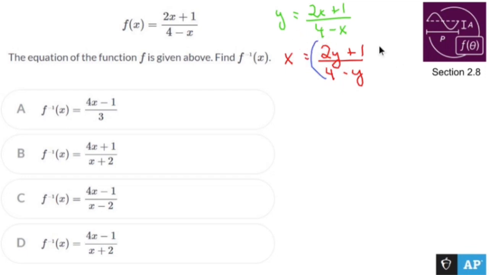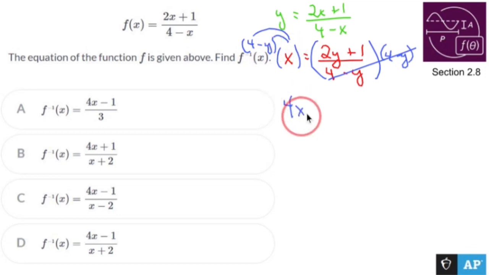So in order for me to solve for my new y, I'm going to multiply both sides, and it's going to look kind of sloppy, by 4 minus y, and that allows me to cross that out. So distributive property, I have 4x minus yx equals 2y plus 1.